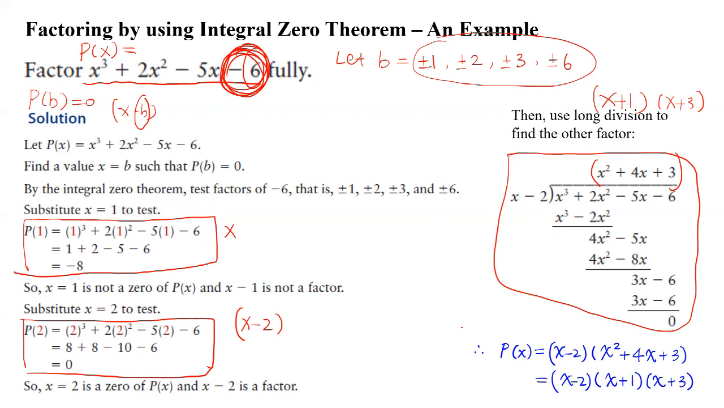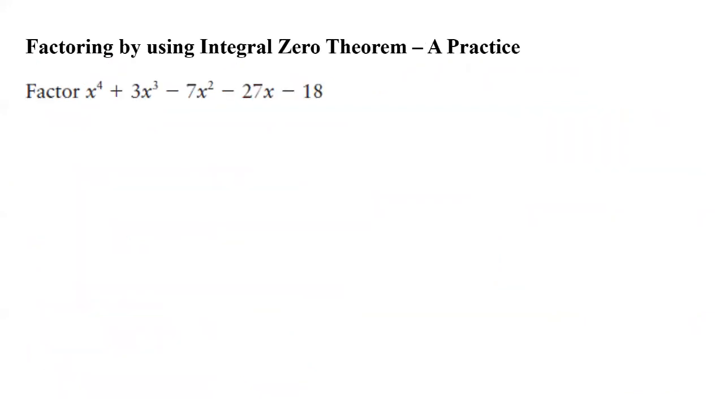So the original polynomial P(x) can be factored into the product of x minus 2, x plus 1, and x plus 3. Understand? So basically the integral zero theorem helps us to find possible factors of the original polynomial first. Okay, now let's have a look at a practice. This time it is your turn to solve this problem. Okay, I'll give you 2 minutes.